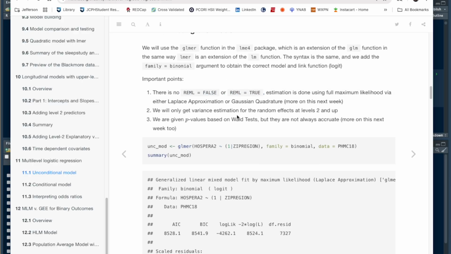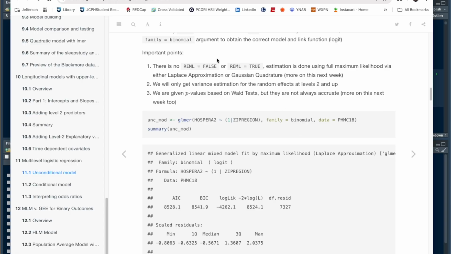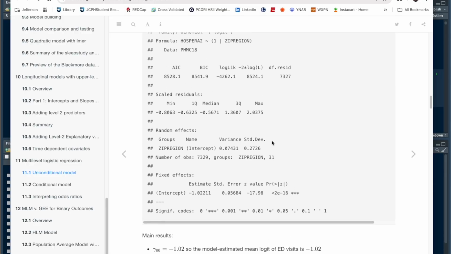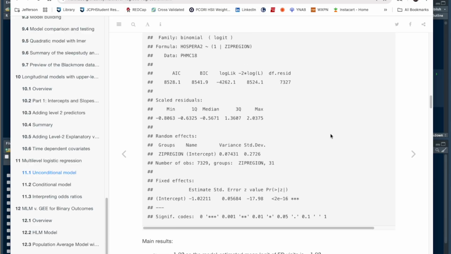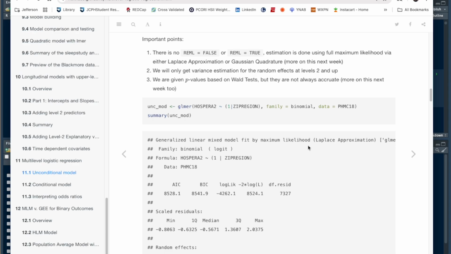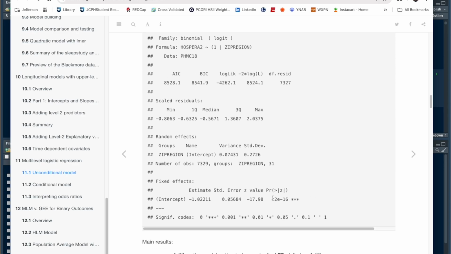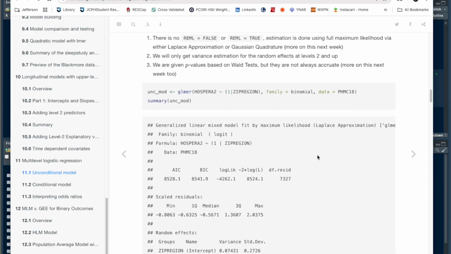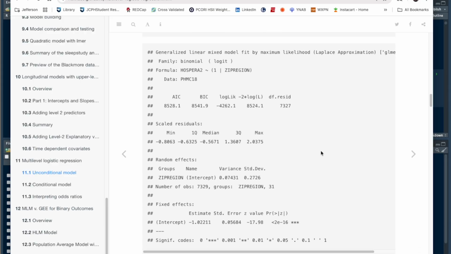We're always fitting with maximum likelihood. Because of the way that the errors are modeled, you won't see residual error anymore. We'll just get errors for the random effects of various clusters, and we only have one, so we have our zip region error there. And then you will get p-values here. They're based on Wald tests, and sometimes they're not correct, but they're generally okay.